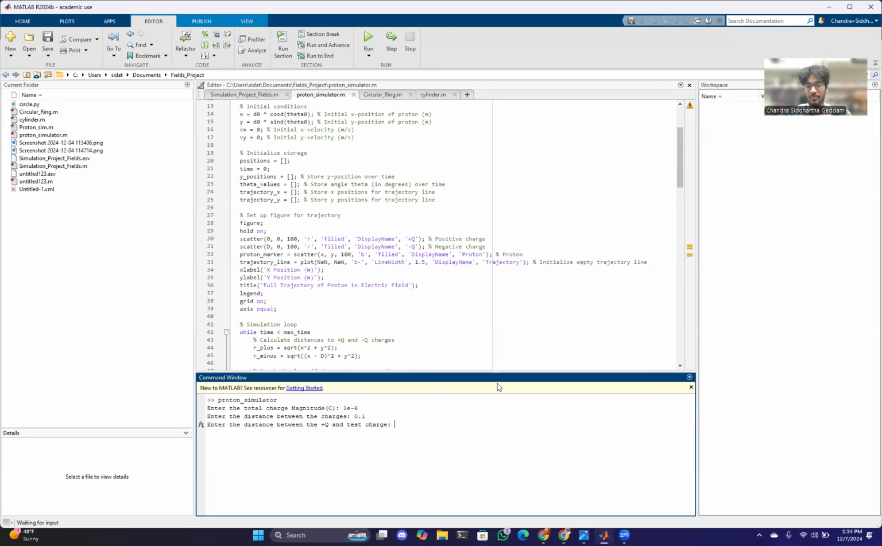What is the distance between plus Q and test charge? The test charge is the proton here, right? And plus Q is placed at the 0, 0 coordinate. So let's say the distance between them is around 5 centimeters, which is 0.05. And then the time step interval. The time step interval is how much time it takes at each step to go along the trajectory. Let's say it is 10 to the power -10, and let's see what we get.